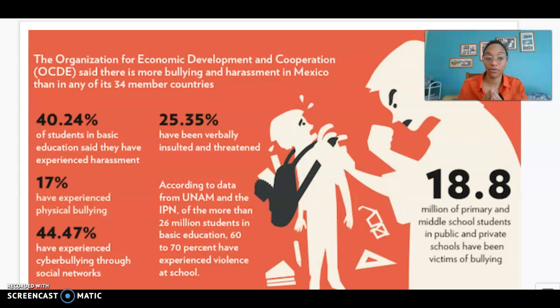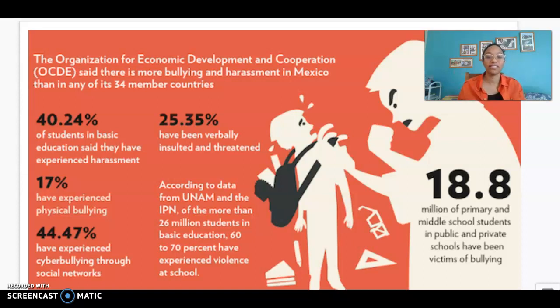Let's look at some of these percentages. Our overall idea is that there's a lot of bullying in Mexico, and now we want to look at the percentages and make some guesses at why. About 40% of students in basic education, that means K through 12, say that they've experienced harassment. 40%, that's quite a few. That's 4 in every 10 students. 17% have experienced physical bullying.